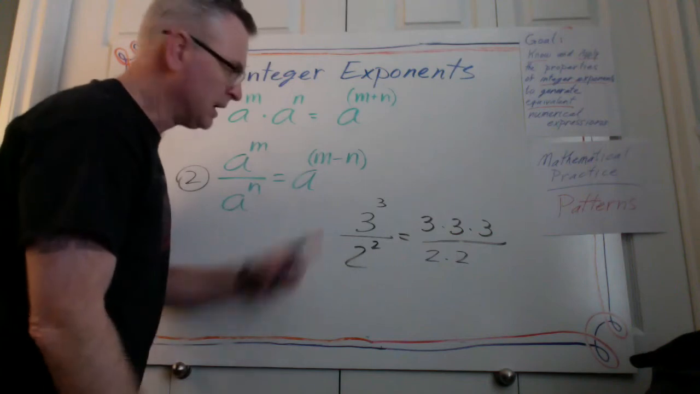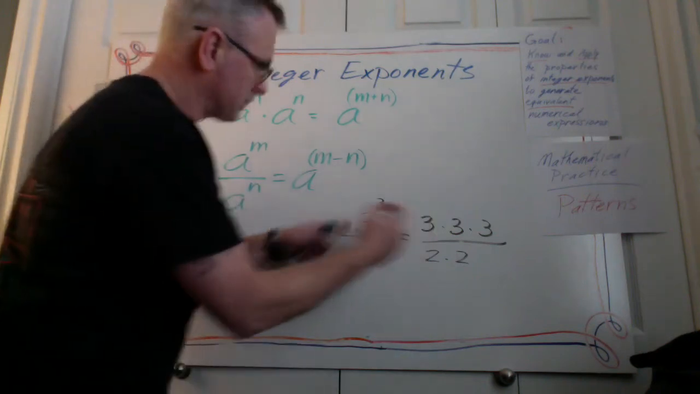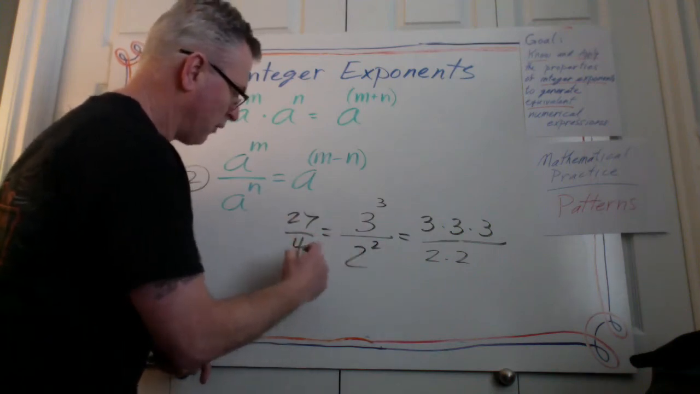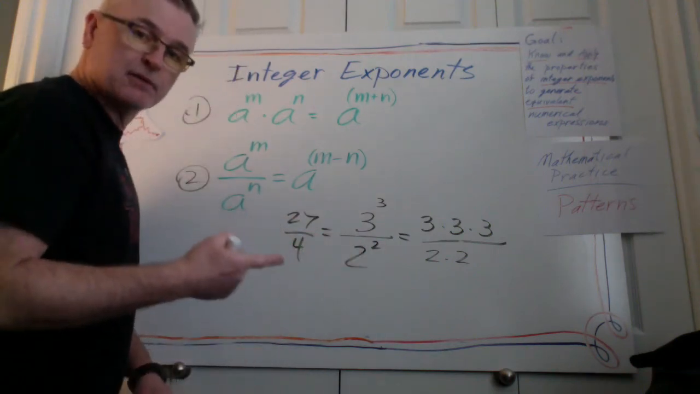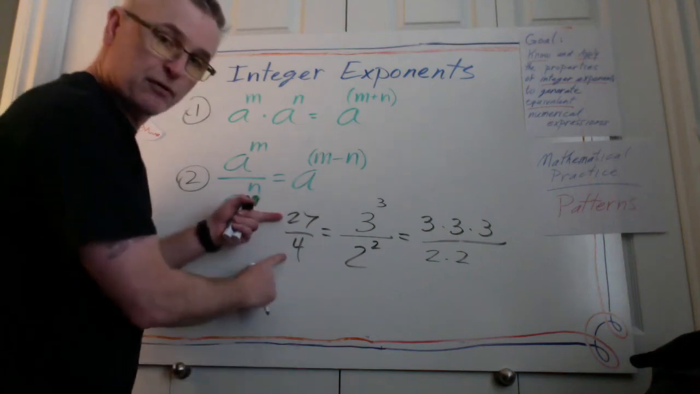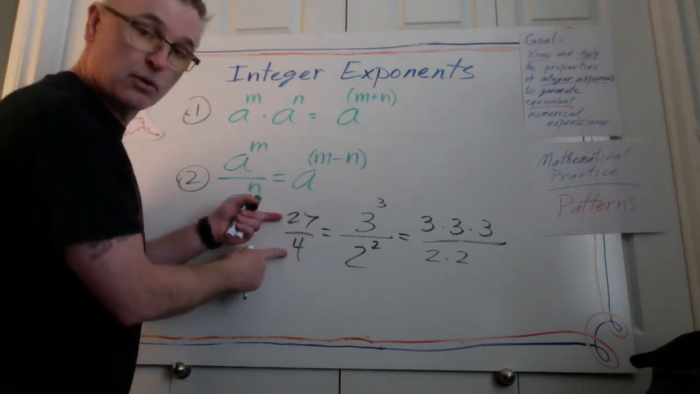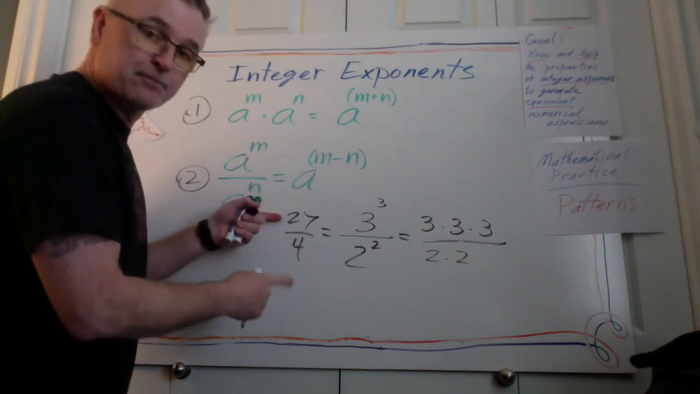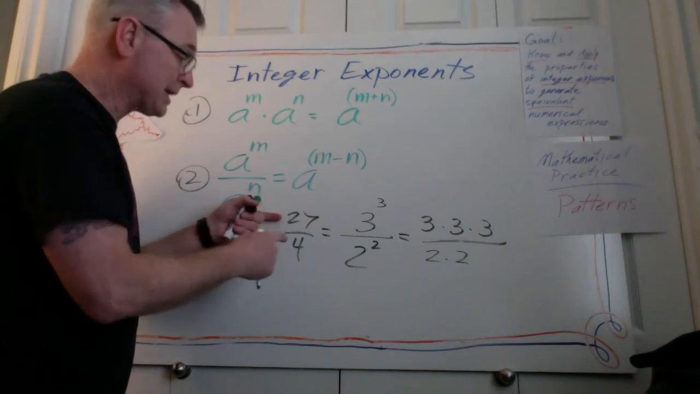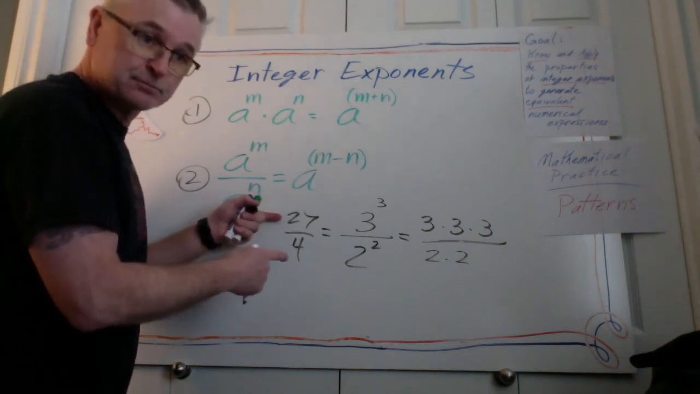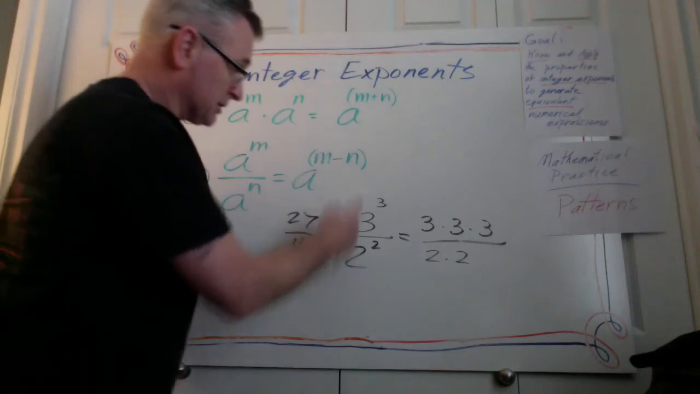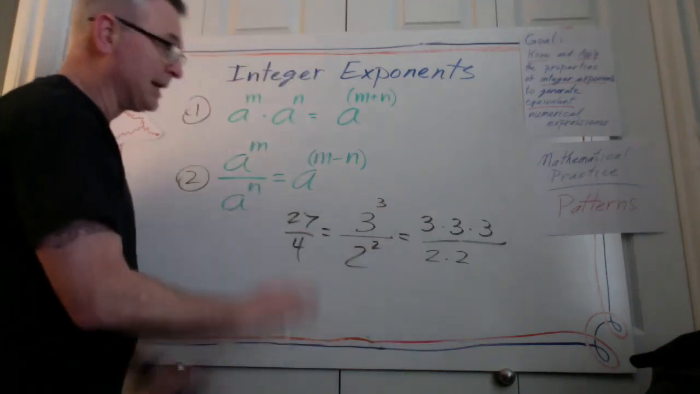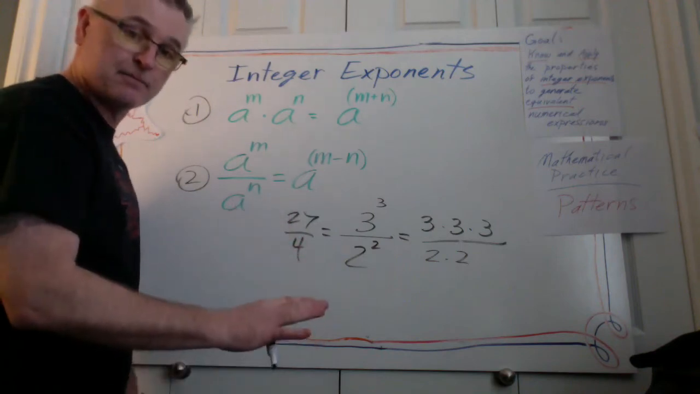This number is going to be 3 times 3 times 3, which is 27. And this number is 2 times 2, which is 4. There's nothing in common between 27 and 4, because the only factors of 4 are 1, 2, and 4. 27's only factors are 1, 3, 9, and 27. There's nothing in common. Nothing makes a 1. It all has to stay.